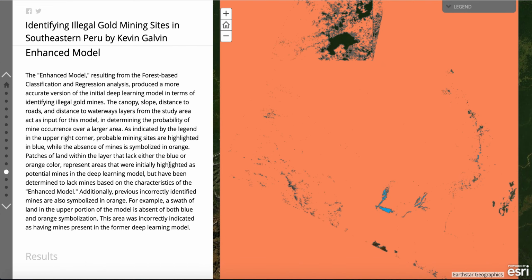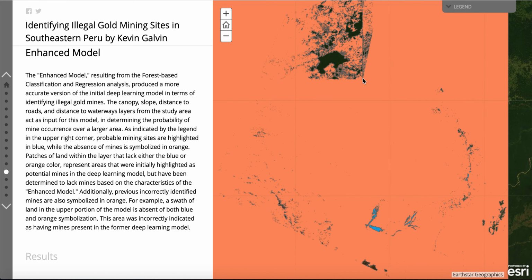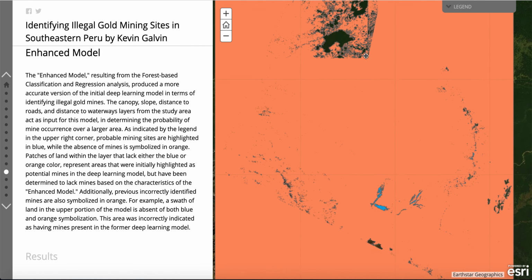The enhanced model raster layer on the right represents the improved deep learning model. For this layer, I use the classification data from the deep learning model to more accurately predict the probability of mine occurrence. The areas in blue symbolize probable mine locations, while orange areas or areas without either blue or orange coloration represent areas without mines. This model is more accurate than the deep learning model in that it reduces the amount of error from the first model and more accurately predicts probable mine location. For example, this portion of the layer was identified as having mines previously, but through the enhanced model, it was correctly reclassified as lacking mines.